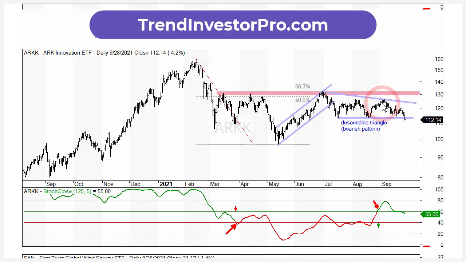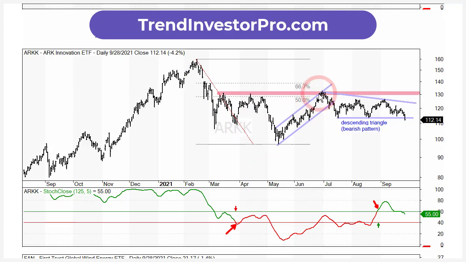But I was looking at the price chart, and the price chart does not seem to be that bullish. And this is one of these times where this discretionary price chart analysis is clashing with what I see systematically from a StochClose signal, because not all trend following signals work. 60% fail.